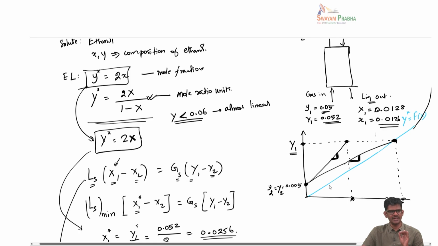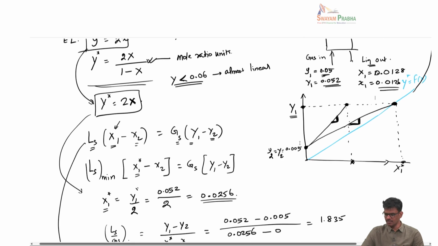So this problem is analytically solvable only because the equilibrium line is a line. If it is curved, you have to do it graphically. But the operating line will always be a straight line in these mole ratio units, whereas in mole ratio units, the equilibrium line may or may not be a straight line. That's something you have to look at.